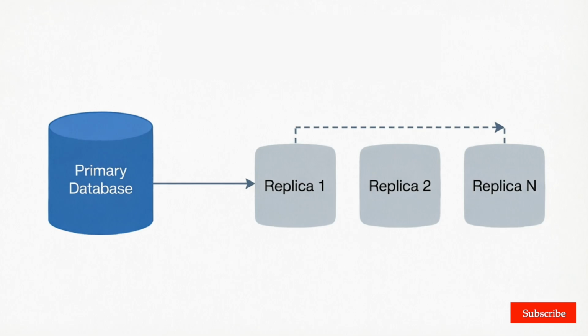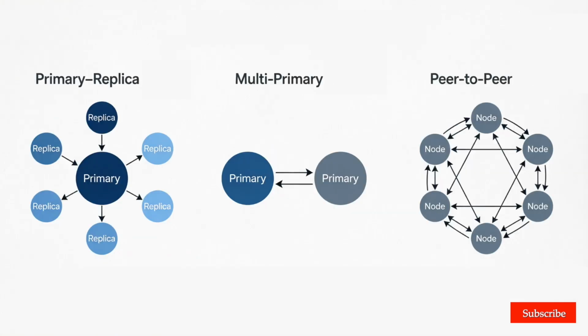The replication process begins when the primary database receives new transactions or updates. These changes are captured and transmitted to one or more replica databases. The replicas then synchronize with the primary database, ensuring they contain the same information.